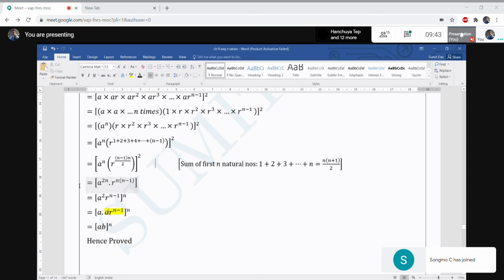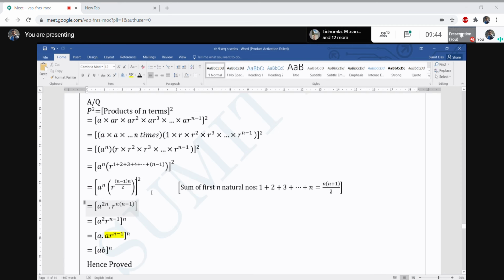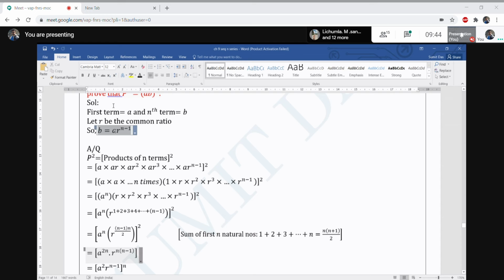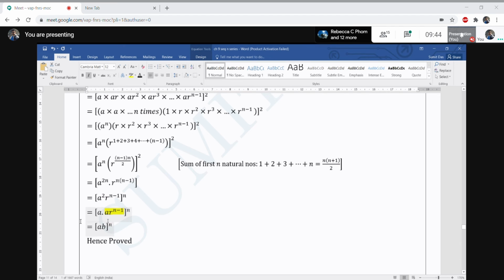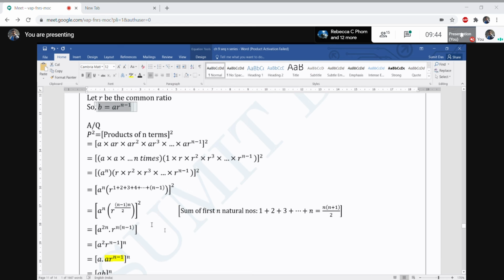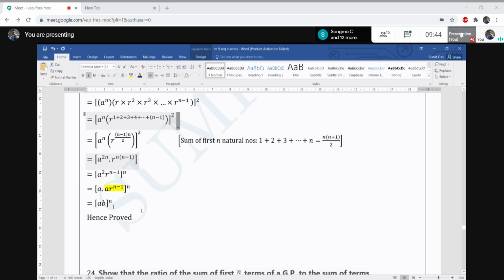Now this a square, I can write as a into a, r to the power n minus 1 I'm not changing. Why? Because a r to the power n minus 1 will give you one expression, that is b. We know that a r to the power n minus 1 equals b. So it is equal to ab to the power n. That is what we have to prove here: p square equal to ab to the power n. We already proved this one, hence proved.